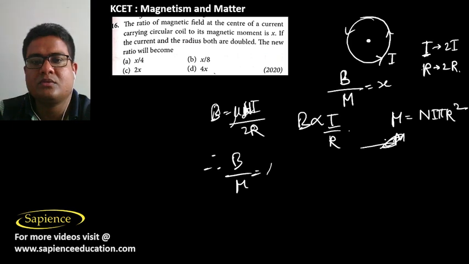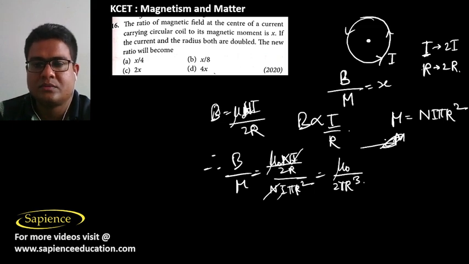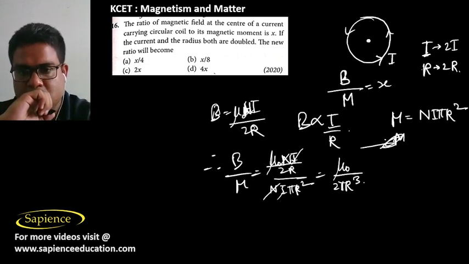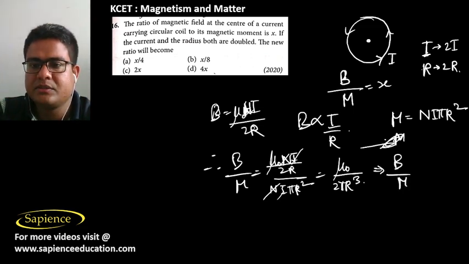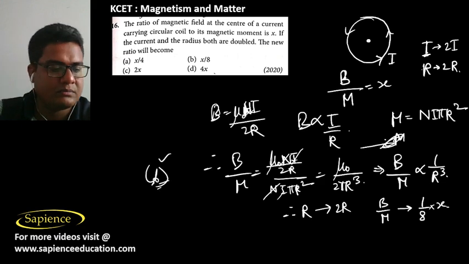Therefore, if I do B by M, it equals mu naught N I by 2R divided by N I pi R square. N will cancel, I also will cancel. So this will come mu naught by 2 pi R cube. It means that the ratio of B and M is inversely proportional to R cube only. Therefore, if the radius is doubled, then this ratio will change to 1 by 8 times, so x by 8 it will be. Option D is the correct answer.